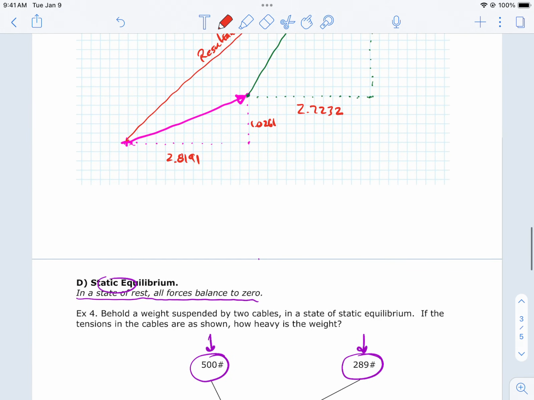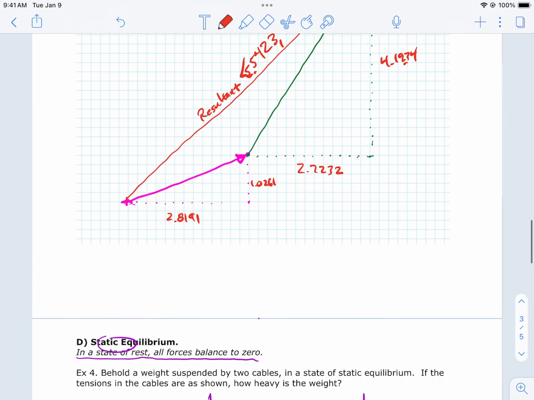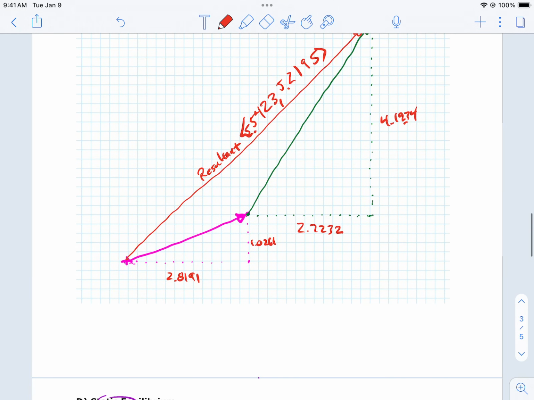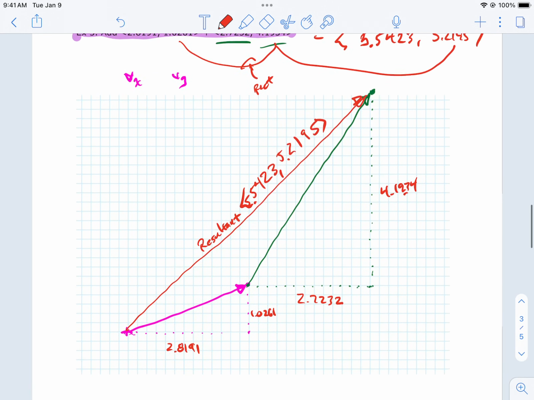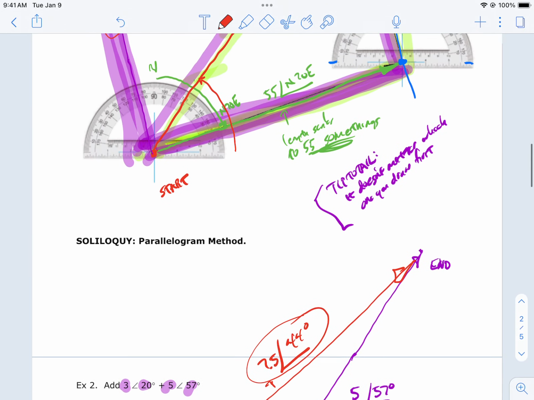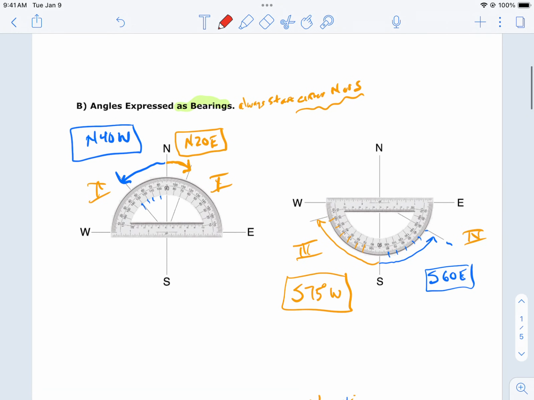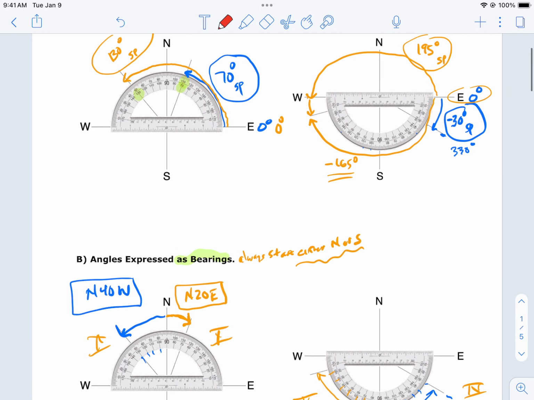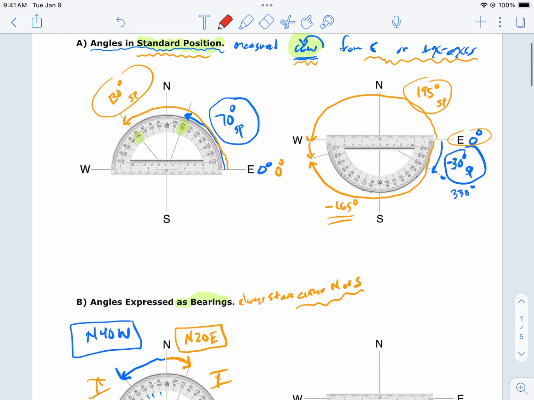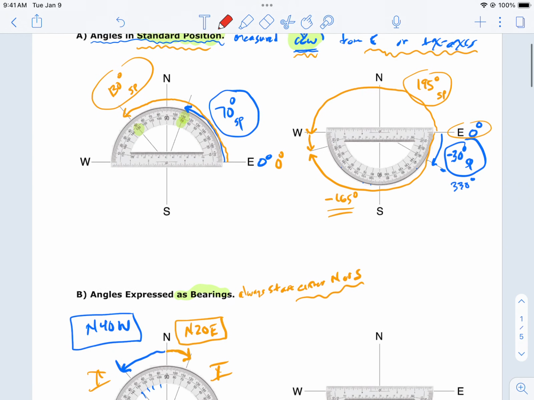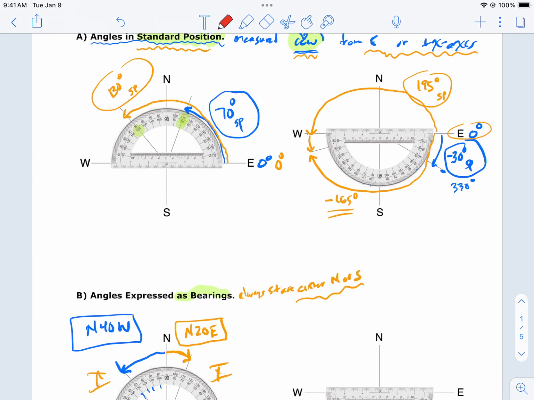You can use this to help you build your beams and stuff with your various on-the-property projects. But anyway, so tip to tail is the main idea. Being able to use a protractor is another main idea. Be able to specify your angles in these two different ways, standard position and as a bearing. Be able to work with both, be able to express your angles in both forms. That would be good.